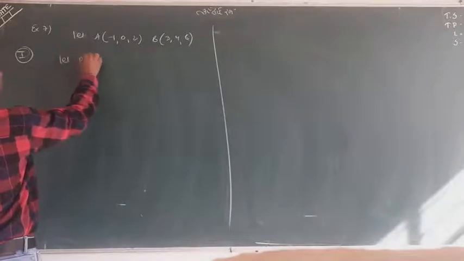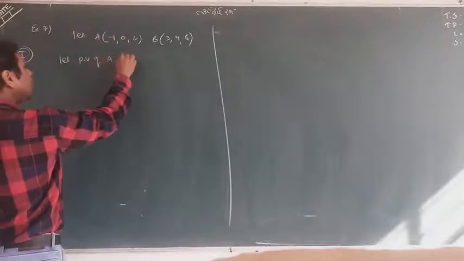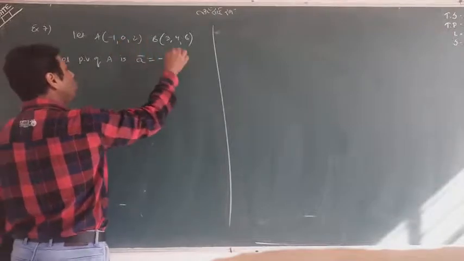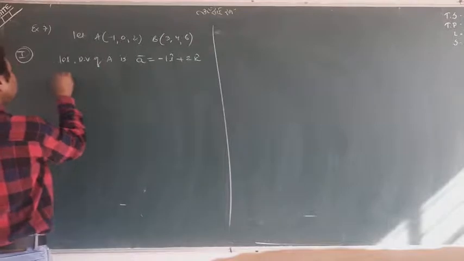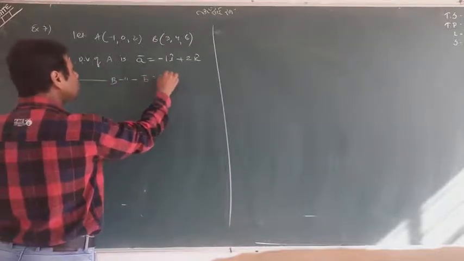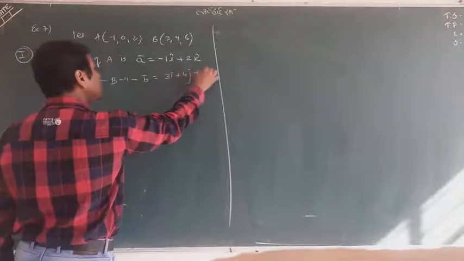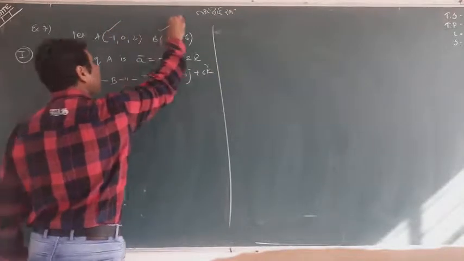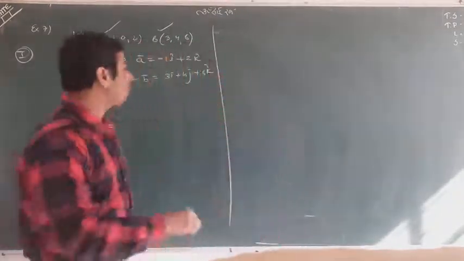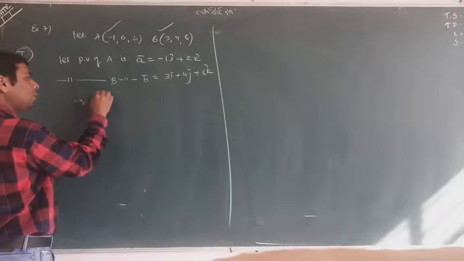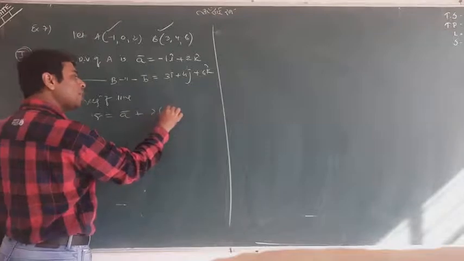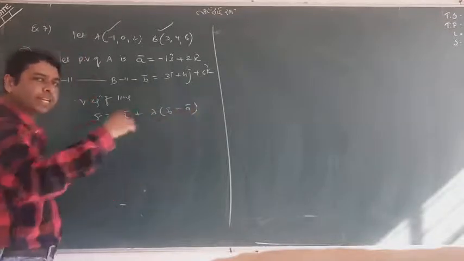Let the position vector of A be a = -i + 0j + 2k, and the position vector of B be b = 3i + 4j + 6k. There are two points whose coordinates were given, and I prepared their position vectors a and b. Now the vector equation of the line is r = a + lambda (b - a), the formula I taught you recently.